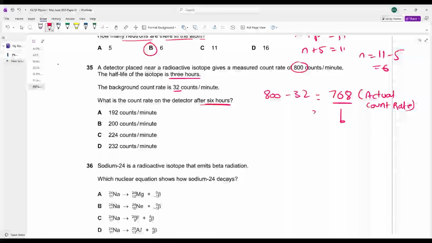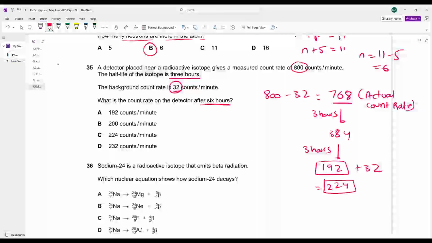After 3 hours ये कितना count rate हो जाएगा? Half हो जाएगा. 768 divided by 2. This is 384. After further 3 hours ये क्या हो जाएगा? Further half हो जाएगा. This becomes 192. But you will not give your answer as 192. Why? Because आपने background radiation भी तो add करनी है. Plus 32. Your final count rate will become 224 along with the background radiation.